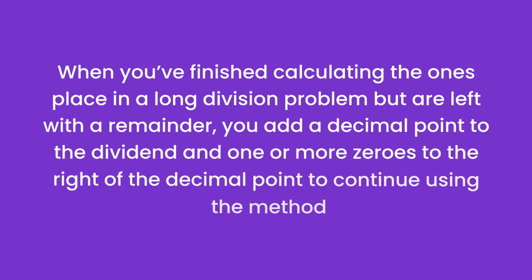When you've finished calculating the ones place in a long division problem but are left with a remainder, you add a decimal point to the dividend and 1 or more zeros to the right of the decimal point to continue using the method.